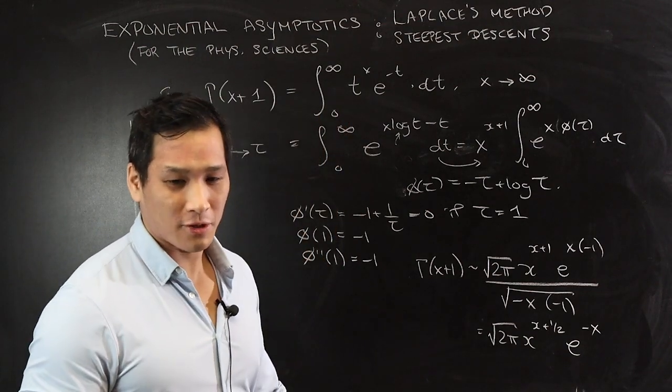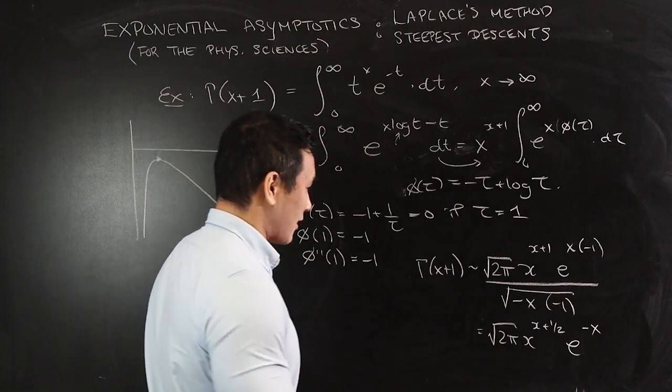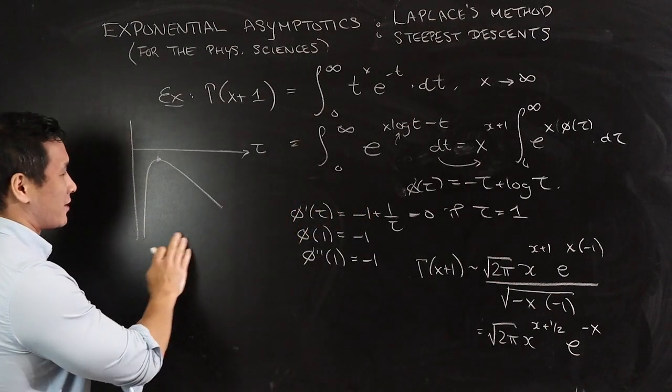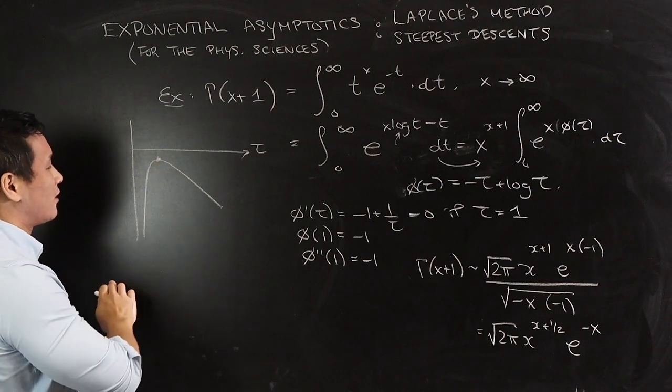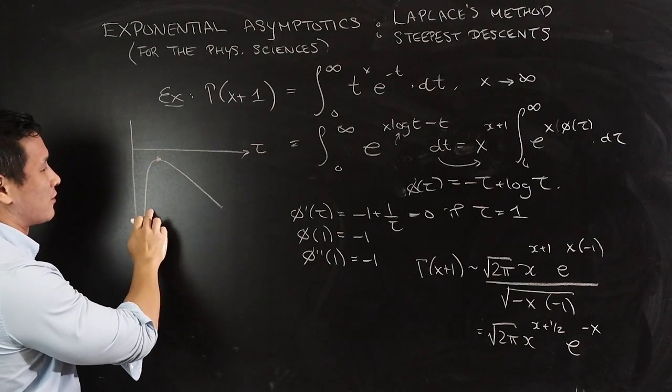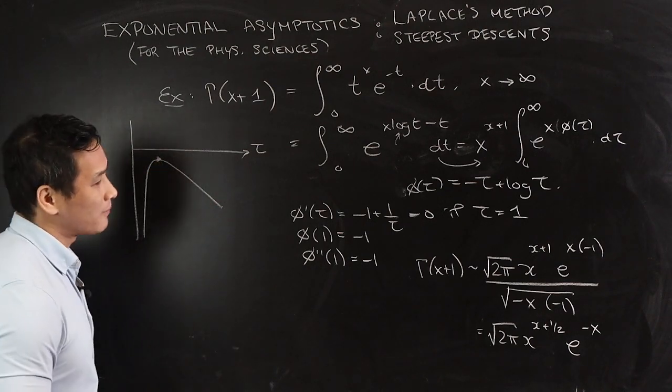You can see how straightforward it is applying this rule. But in this case, the function is very well behaved. It just peaks at this point, and then it's exponentially smaller on the initial bit and the end bit. Okay?